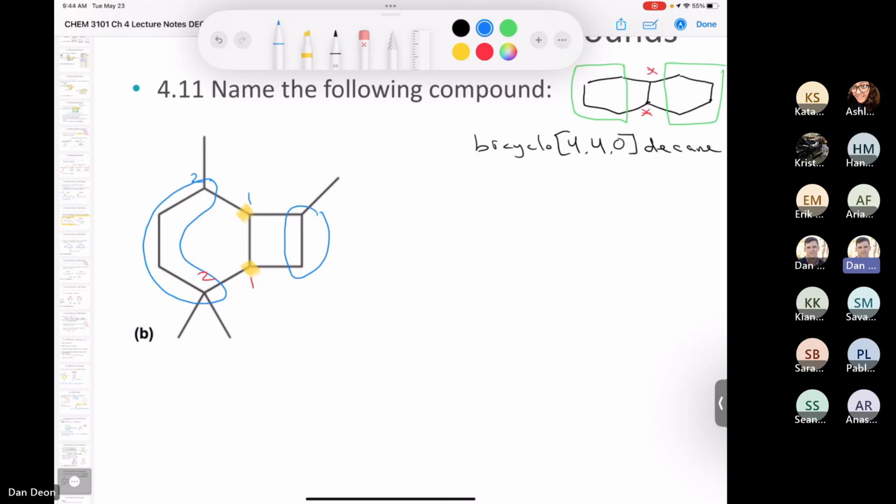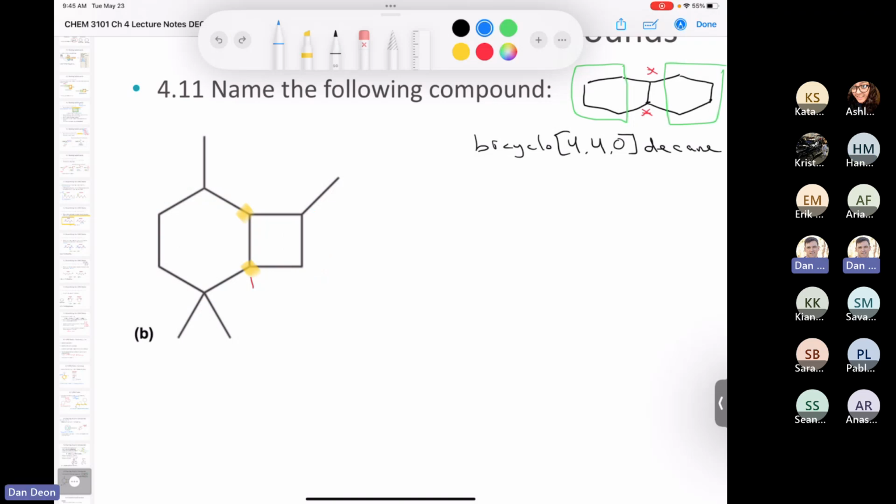Anybody? Not going to be the one in blue, because if I go 1, 2, I have a substituent on carbon 2, yes, but I want to give the substituents the lowest possible numbers. So if I go 1, 2 the other way, where I have the red numbers, then I get 2, 2, right? So I have 2 substituents over here.